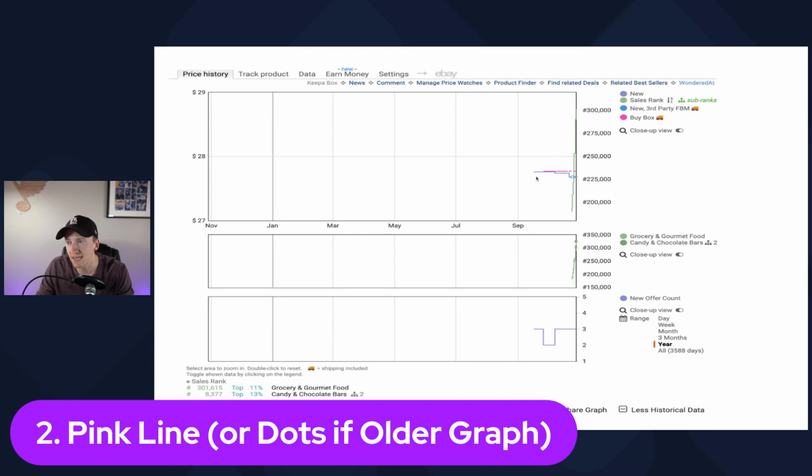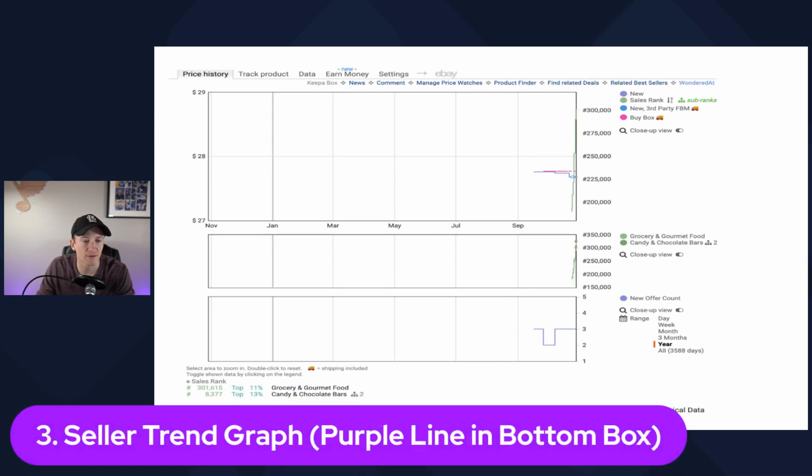Now, in this case, there's not much history there, but the pink line has stayed fairly steady for the last 3 weeks or whatever it is, according to this graph. And then lastly, the seller trend graph. There's actually 3 sellers all of a sudden, which I think is kind of odd that 3 showed up at the exact same time. 1 dropped off for whatever reason, and then now it's back up to 3.